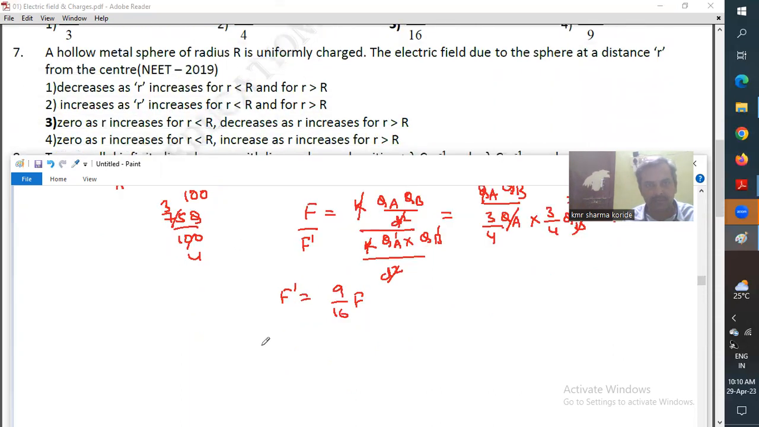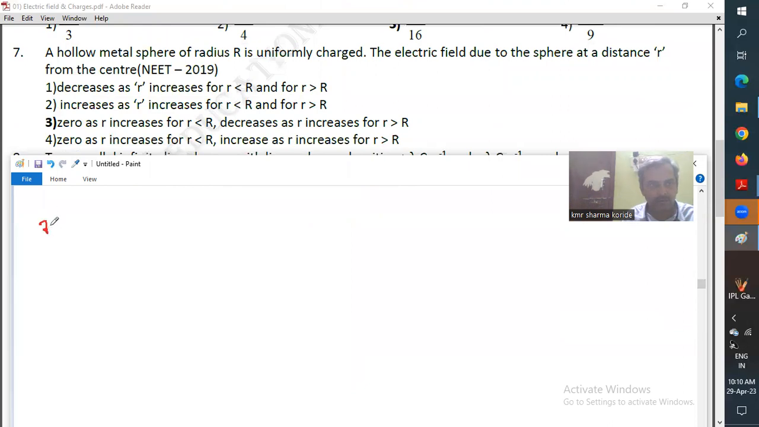Moving to question number 7. This is given in 19. A hollow metal sphere of radius R is uniformly charged. The electric field due to the sphere at a distance R from the center. A hollow metal sphere means you don't have any charges inside. Anywhere inside, there are no charges. Only charges are on the outer surface of the sphere. So when you take a Gaussian surface, you don't have any charge. So therefore, field will be 0.